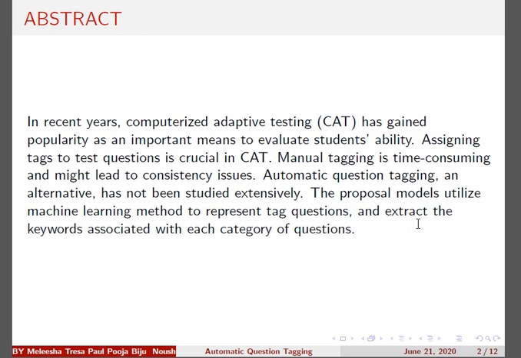So categorization of questions under different subjects or different topics is very much needed and important in a CAT platform, so as to present the students with questions in various categories. Initially manual tagging was used, but as we all know, manual tagging requires more manpower and is time consuming. Automatic tagging provides a solution to this problem, and it is an alternative. So here we are using a machine learning algorithm or machine learning techniques for the purpose of identifying tags of each question.